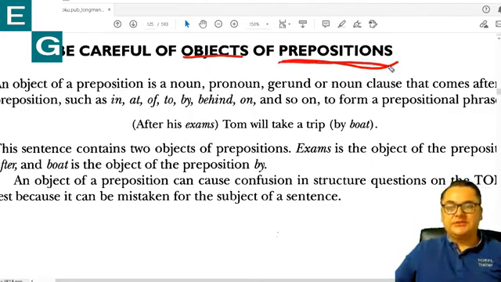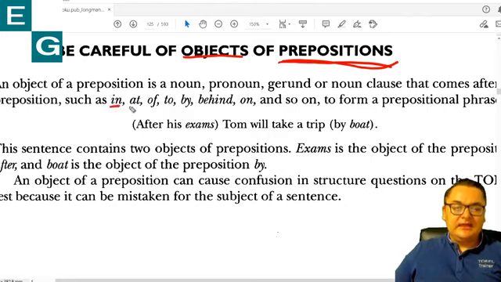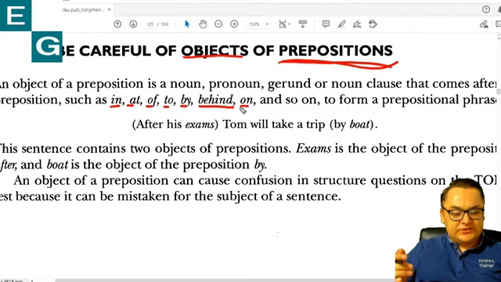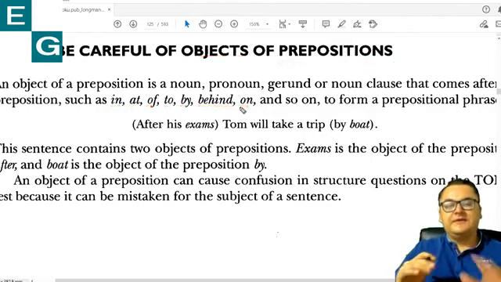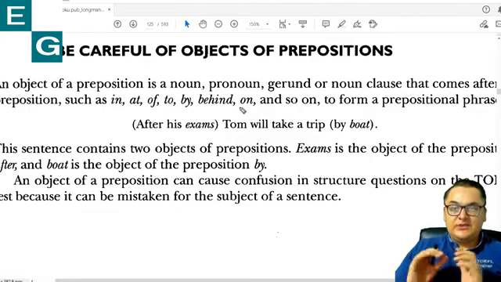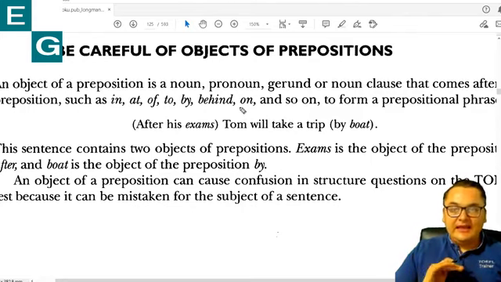So, first of all, I want you to think about prepositions. You know, there are prepositions of place, prepositions of time, and here are some examples. We have the prepositions in, at, of, to, by, behind, on, and there are many others. So, I want you to think about this. You need to identify the object of a sentence, any sentence, okay?